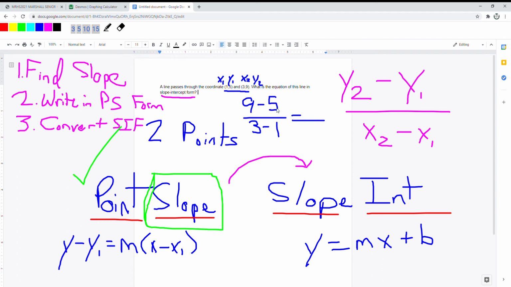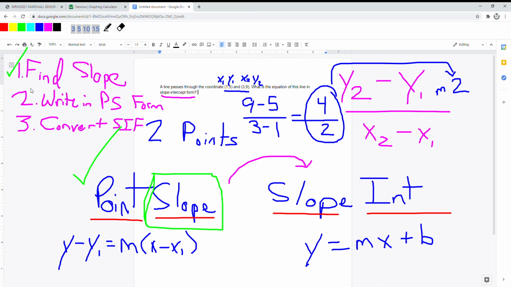Okay, so let's go ahead and subtract. So we're going to get 9 minus 5, or 4, over 3 minus 1, or 2. So there's our slope. Can we simplify that, though? We could, right? We could simplify 4 over 2 to just be 2. So that is our first step down. I'm going to check mark that step.